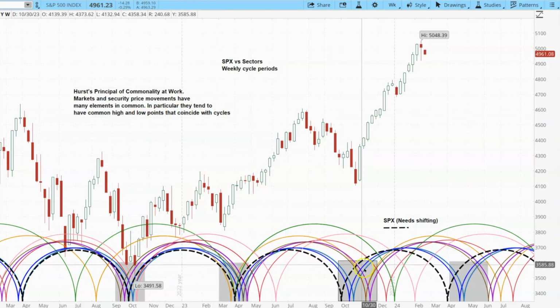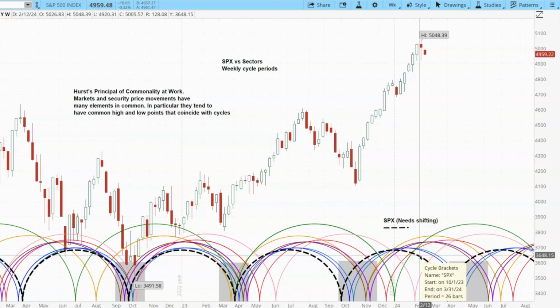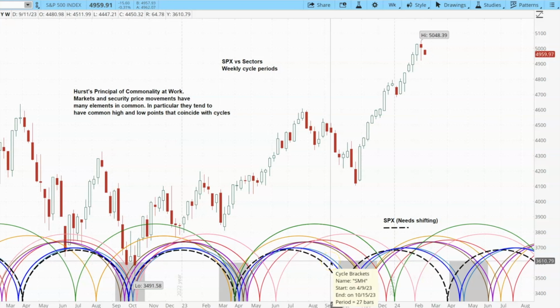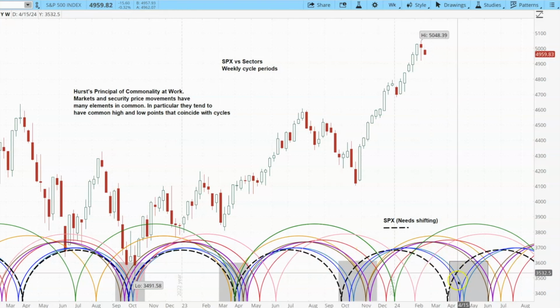So on the bottom here are the cycle brackets of all of the sectors, or a lot of the sectors, that I wanted to compare. And this is the S&P 500, that dashed line, the one that I said needs shifting, and I left it like this so that you could really see what's important. So if I highlight this right over here, you could see that's the SMH that we looked at, that's the blue one right over there. This is the XLK. You could see that tracks it pretty well. And then when I look over here, what is this? This is XLI. This is Dow Jones Transportation Index. And you could see all of them, how they align here.